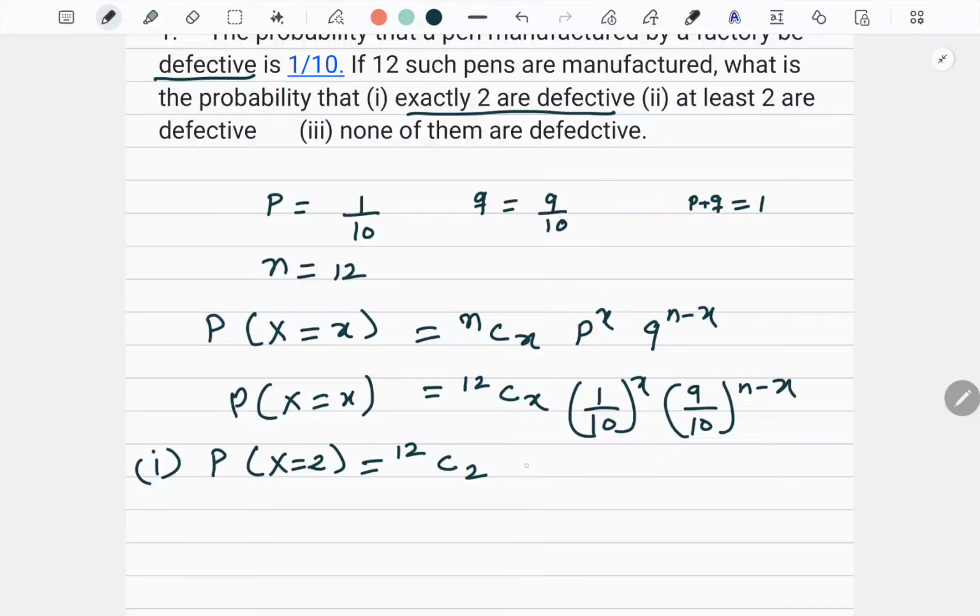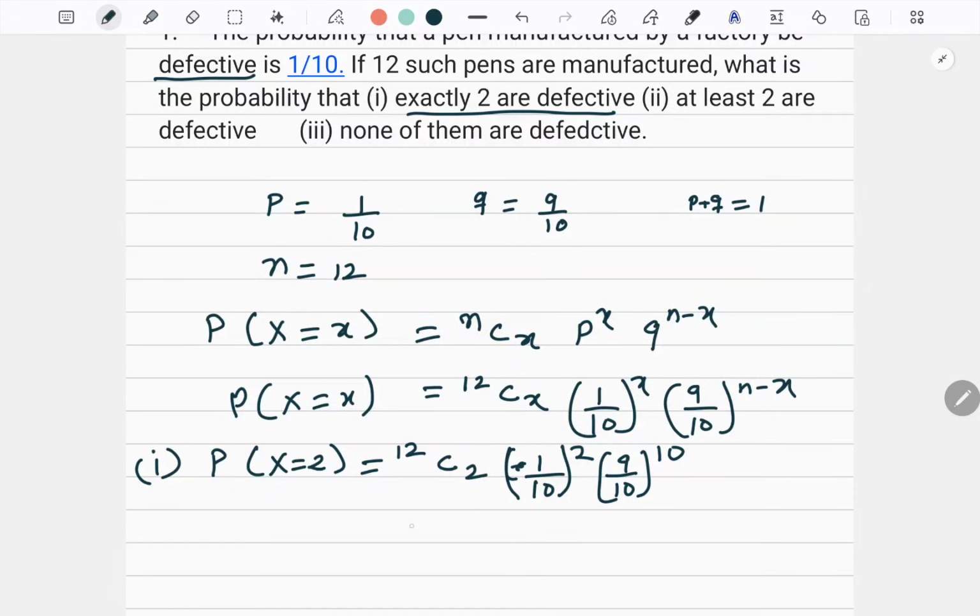Then 1 by 10 means 0.1, or let it be 1 by 10 only. Why bring the decimal? 1 by 10 to the power 2 and 9 by 10 to the power 10. Okay, 12 minus 2 is 10.